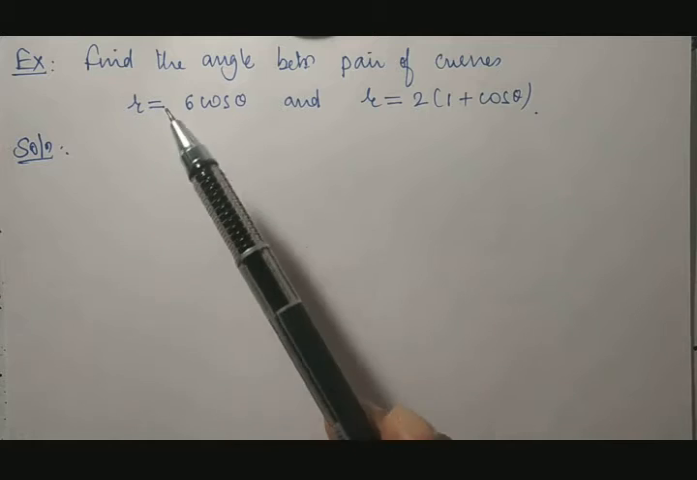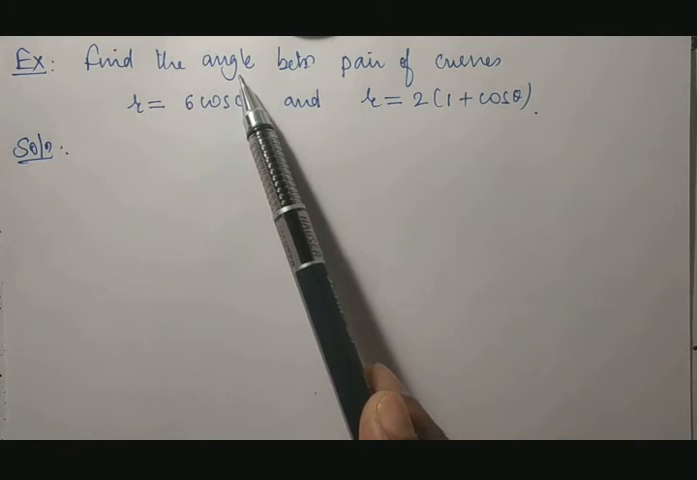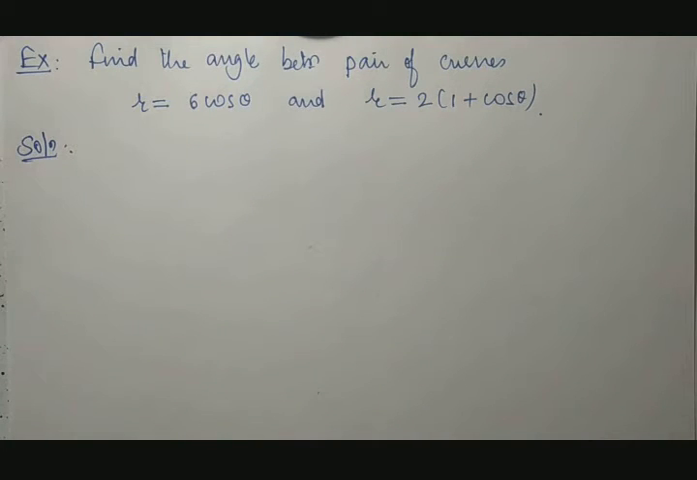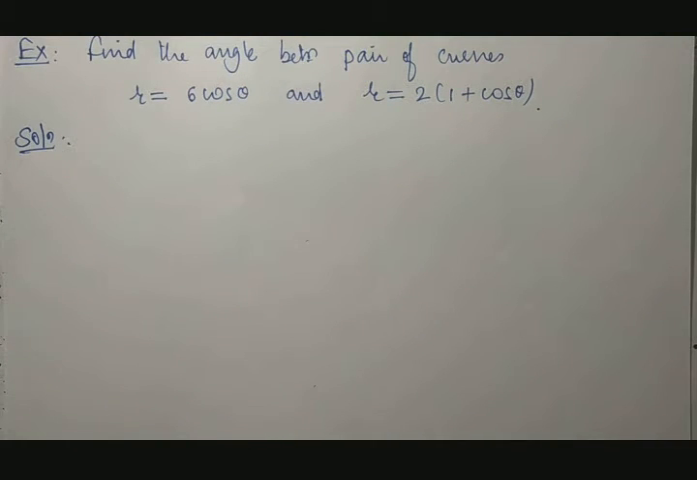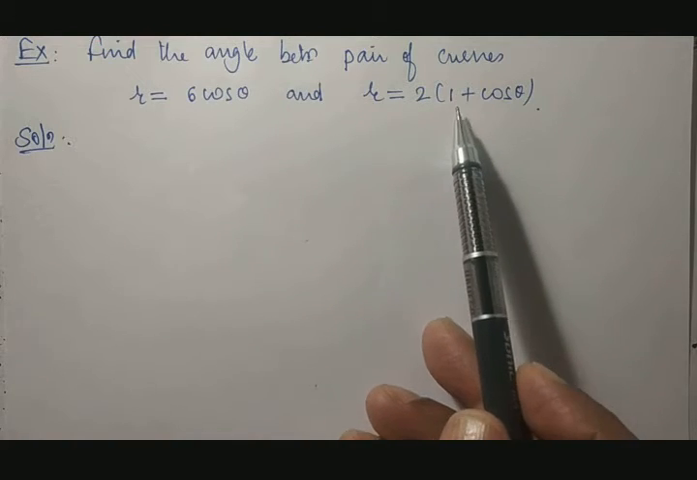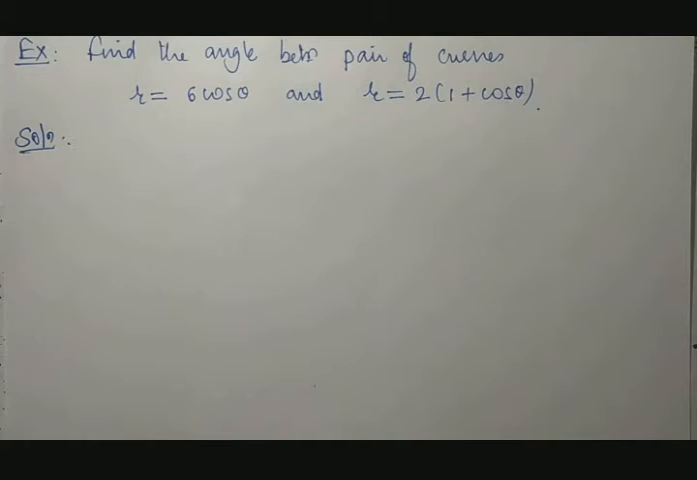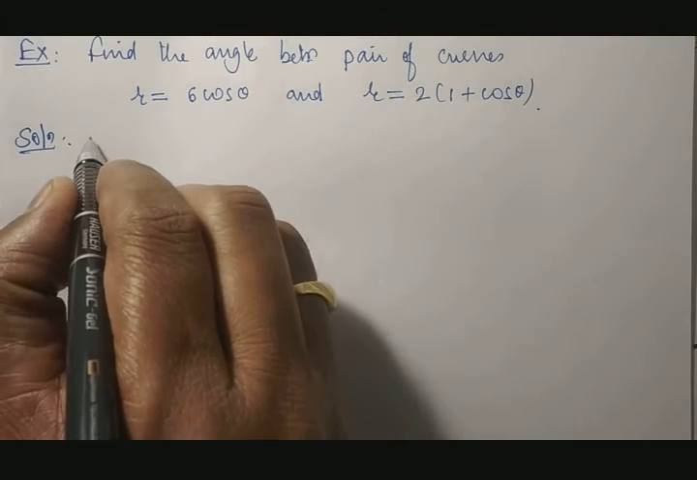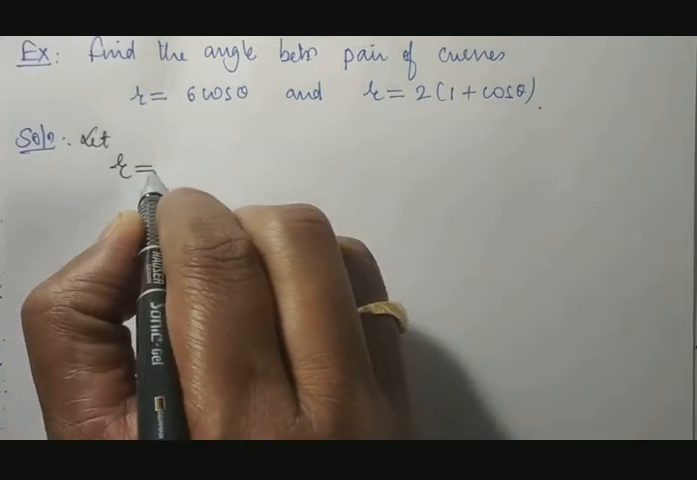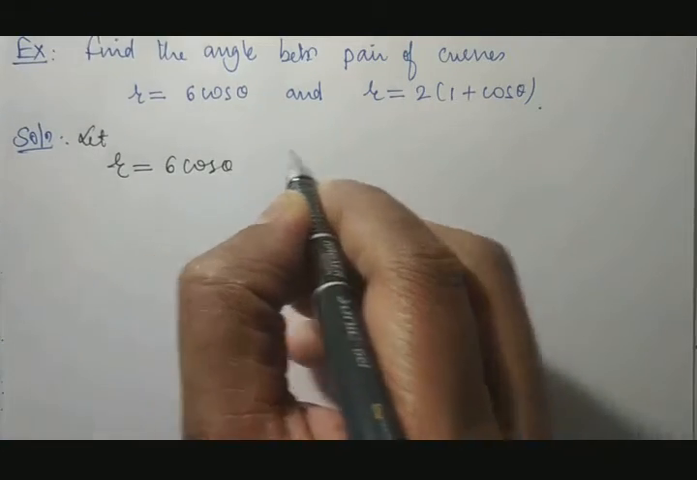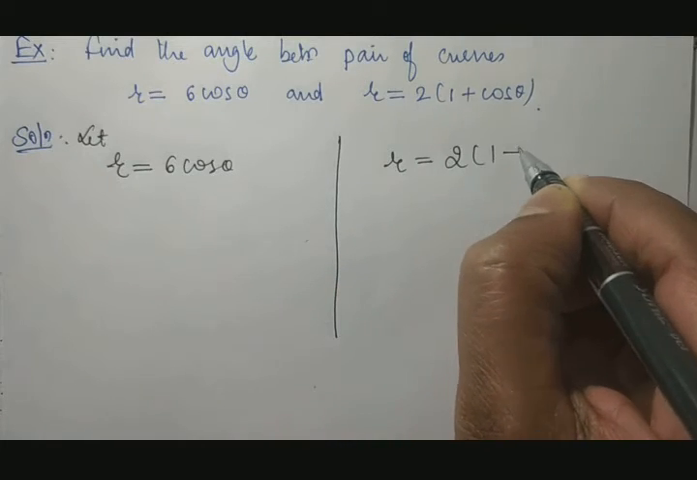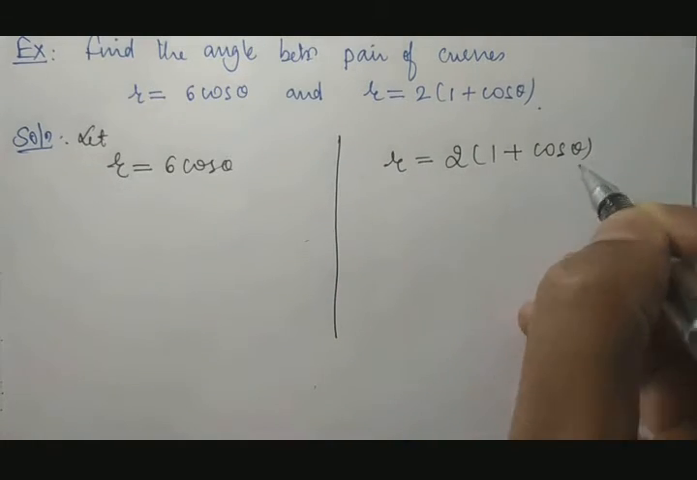In this session, we are going to discuss an example of finding the angle between the given curves. Two curves are mentioned here. What are those two curves? The curves are r is equal to 6 cos theta and r is equal to 2 times (1 plus cos theta). Since these two curves will be considered, I'll take the first curve r is equal to 6 times cos theta and the other one r is equal to 2 into (1 plus cos theta).